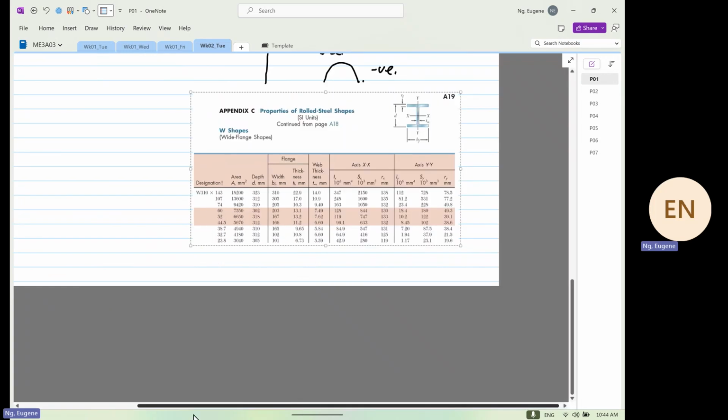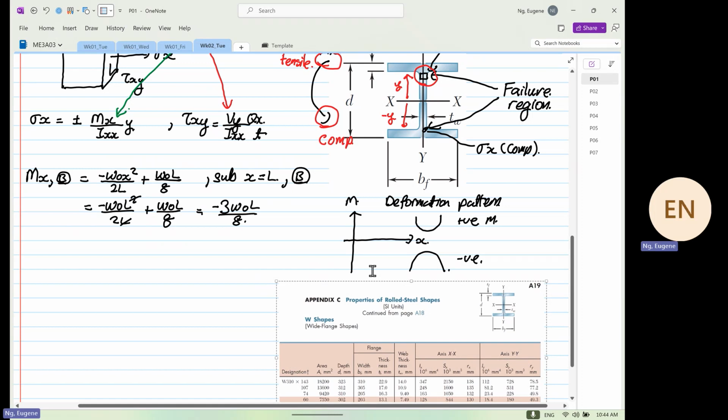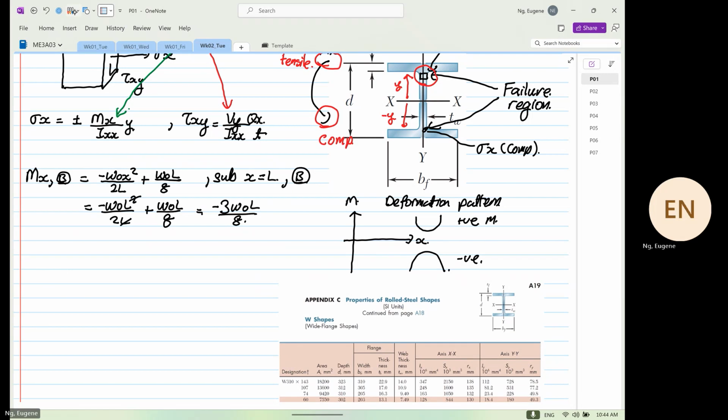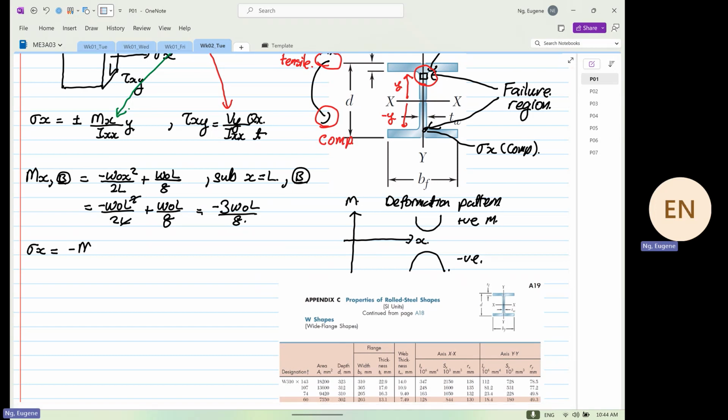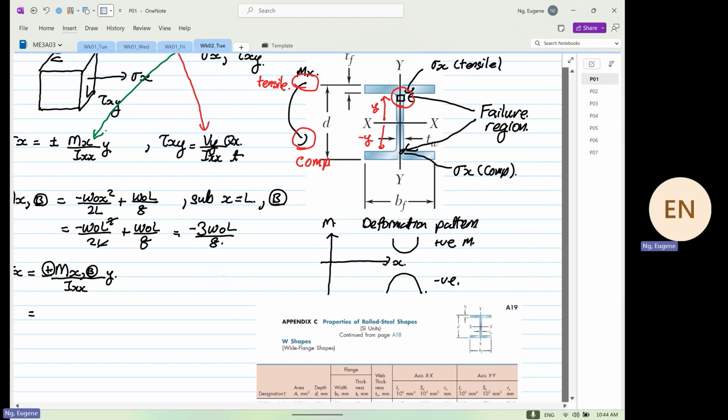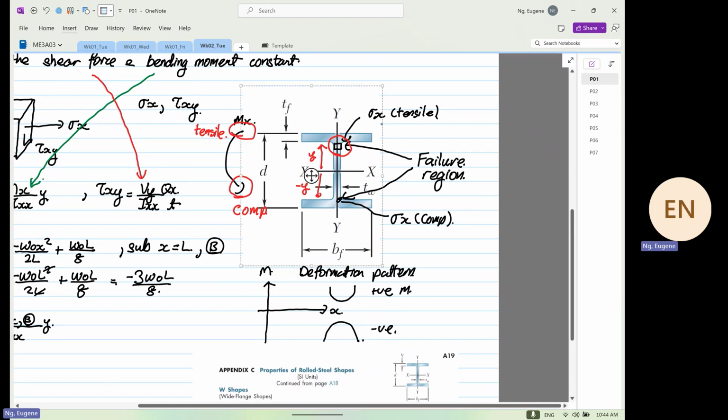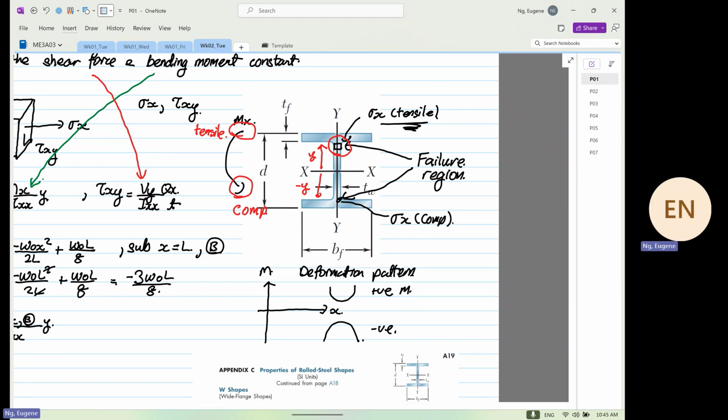This table, again, is from week 1. I posted this table. So we now know that we are going to determine stress X is equal to minus Mx at point B over Ixx multiplied by Y. Now this minus over here, I'm not going to do minus. We're going to do tensile. It's going to be positive, because we're going to focus on the tensile region, not the minus bit. I put positive over there because we know the point that we're going to analyze is in tension.